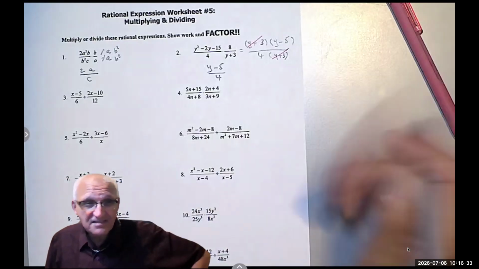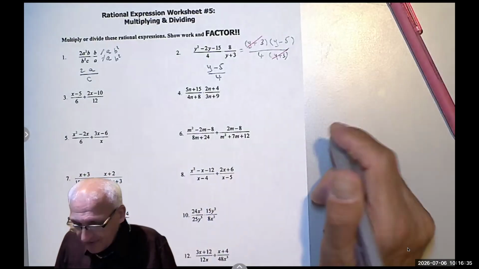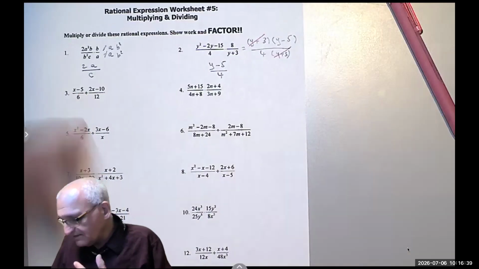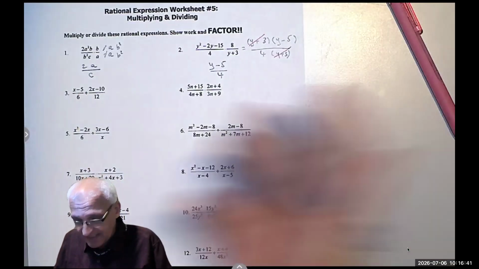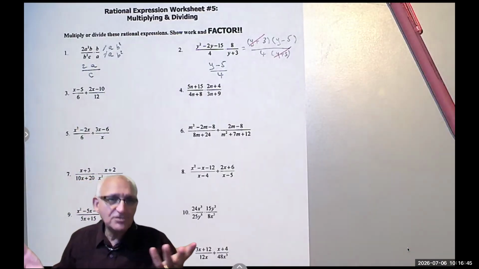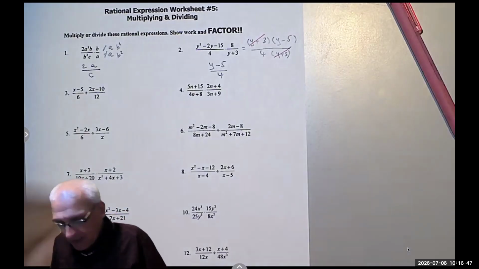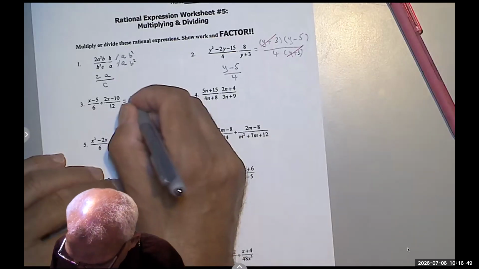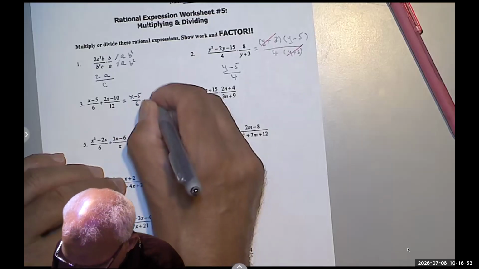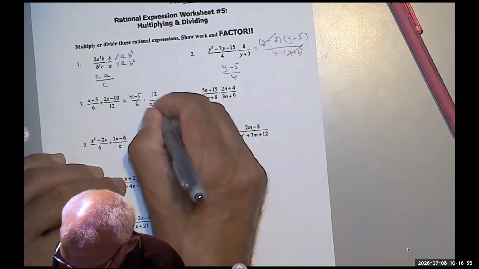It seems like it's the same thing so far. However, next one is a division, but we learned that when we divide two fractions, and that's a fraction, it's a rational, meaning it can be written as a ratio, and a ratio is a fraction. That becomes x minus 5 over 6 times 12 over 2x minus 10.